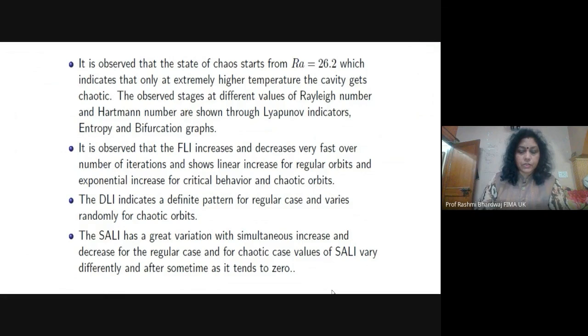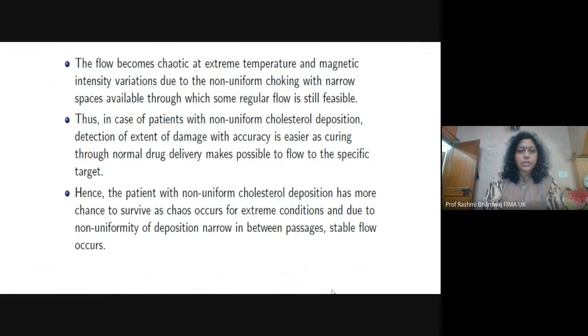different observations. So in the case of patients with non-uniform cholesterol deposition, detection of the extent of damage with accuracy is easier, as curing through normal drug delivery makes it possible to find out the flow of the specific target. Hence, the patient with non-uniform cholesterol deposition has more chance to survive, as chaos occurs for extreme conditions, and due to non-uniformity of deposition, a narrow space is there which gets a stable flow, and using this magnetic therapy.